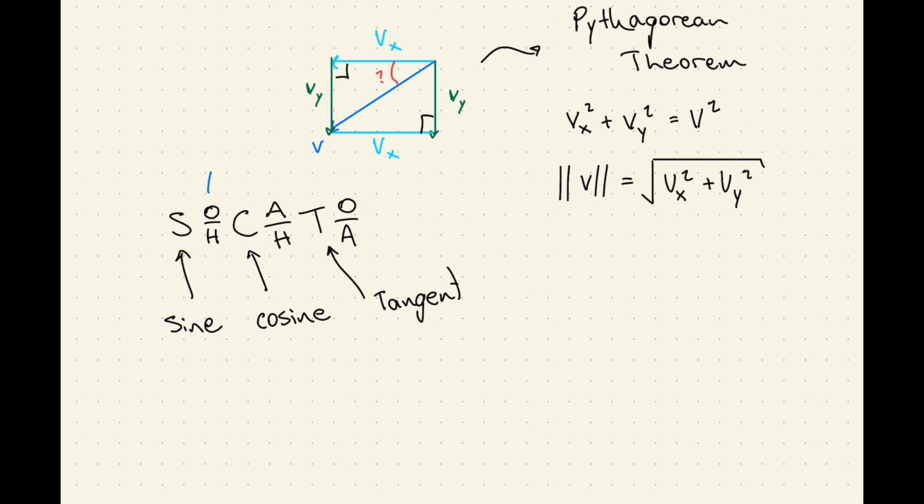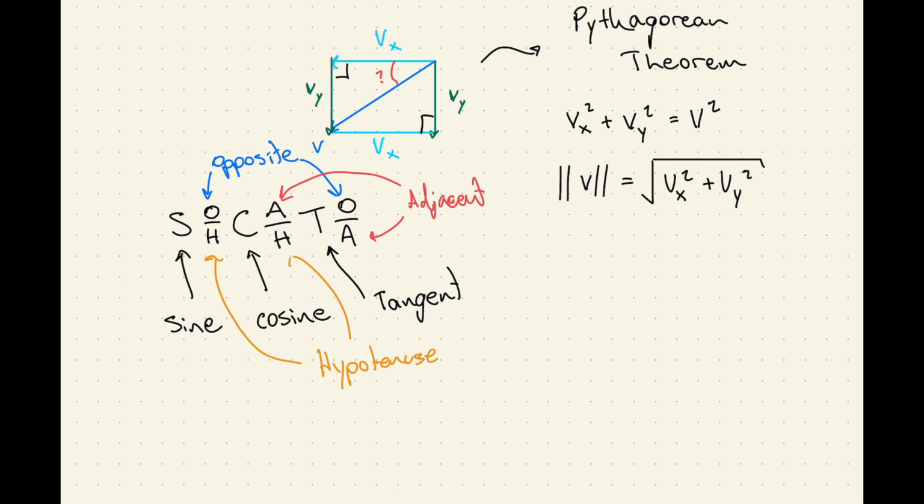And these things over here are opposite. That is the same as this. Then here we have adjacent, which is over here and over here. And here in orange, I will do hypotenuse, which is this H right here and this H right here.